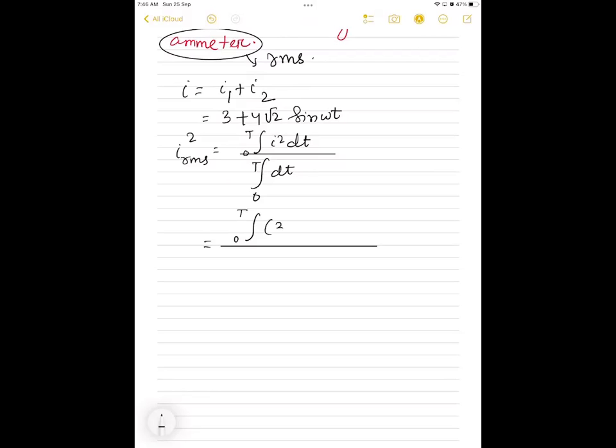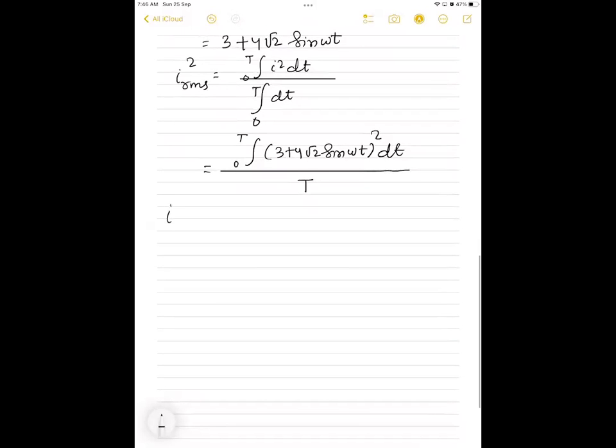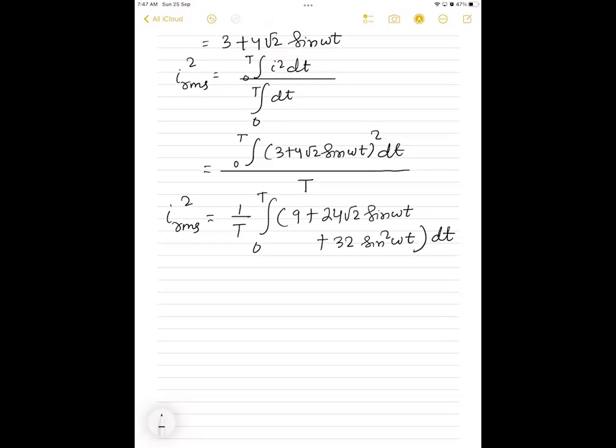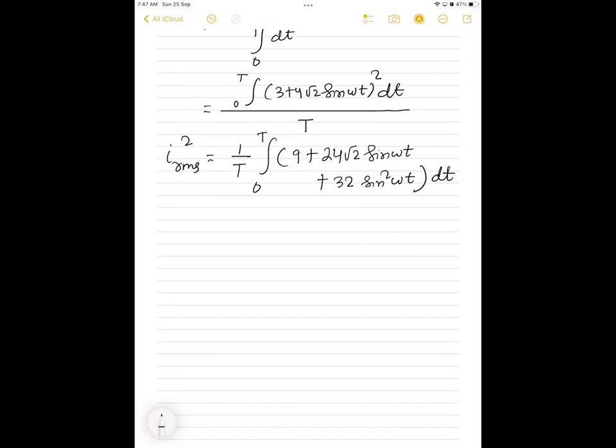Let's put the value of I. That is IRMS square is equal to 1 by t integration 0 to t of (3 plus 4 root 2 sine omega t) whole square dt. Let's open this: a plus b whole square. 3 square is 9, 2ab is 24 root 2 sine omega t, and 4 root 2 square is 32 sine square omega t, into dt. Understood?